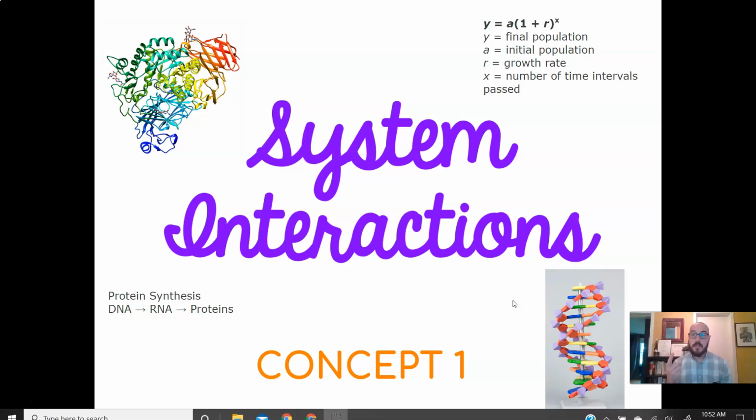So this is the Concept 1 notes for Unit 3, and Unit 3 is all about body systems and homeostasis. So what is a system? A system is basically a set of interacting things that get together and form some kind of whole, right? So a system can be something that has inputs, and then those inputs get processed, and then that processing can make some outputs.